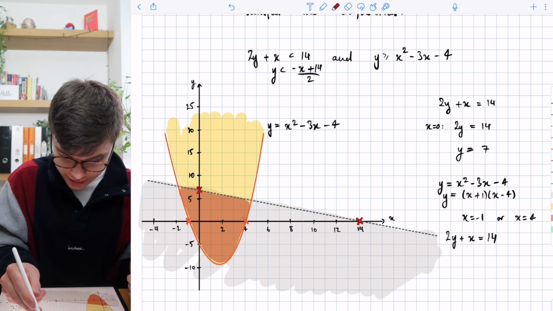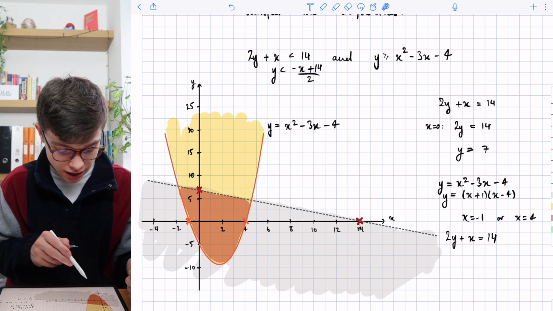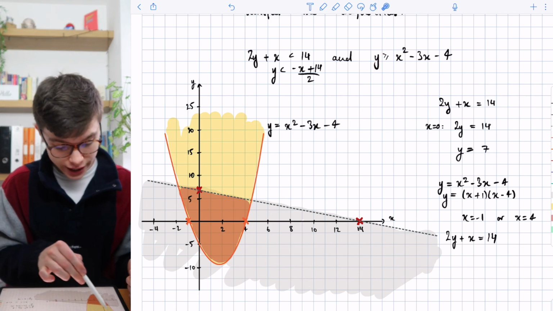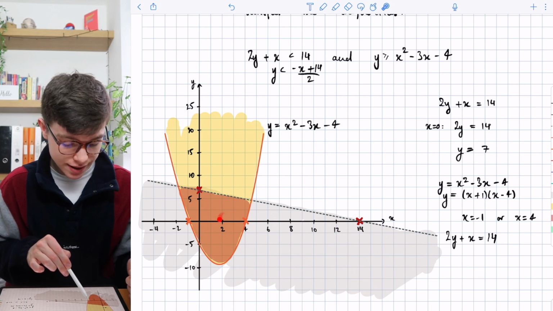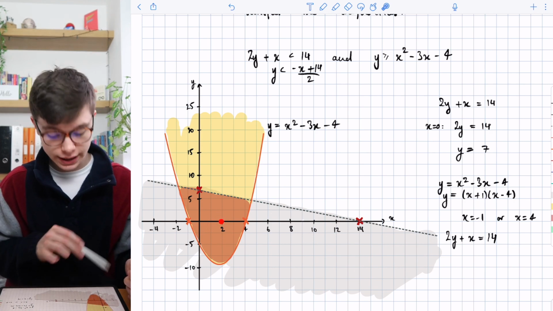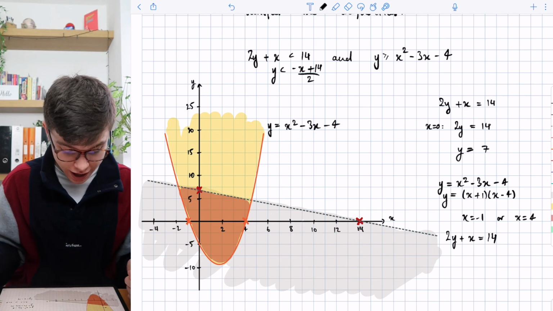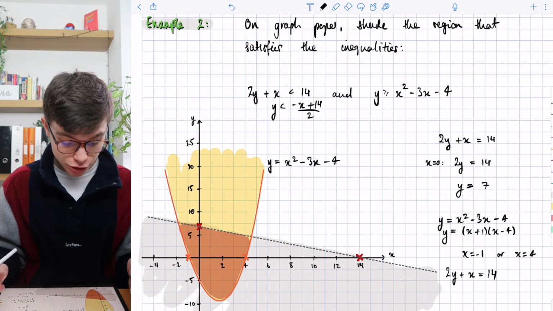Okay, that is less than the line and not equal to the line, that's why it's a dashed line, but it is greater than or equal to the curve, so above the curve, and it's that region there because that's the only part that is above the curve and below the straight line. Okay, so that red part is your final answer for example 2.